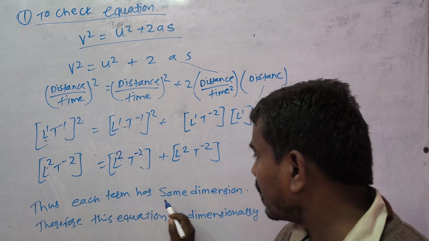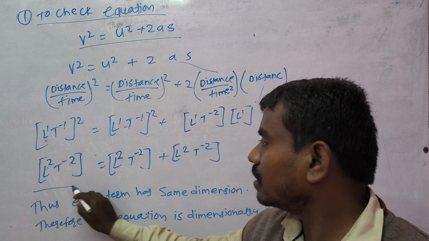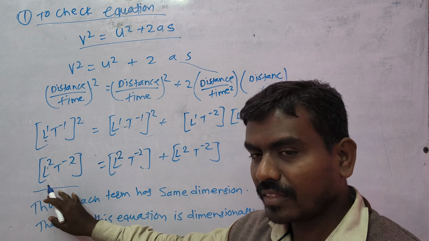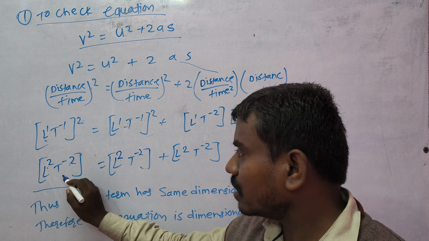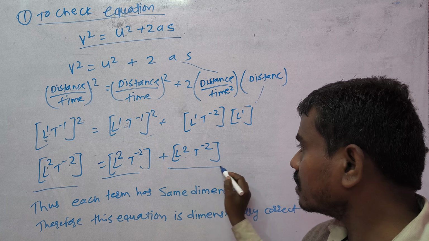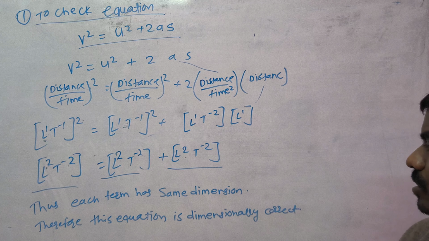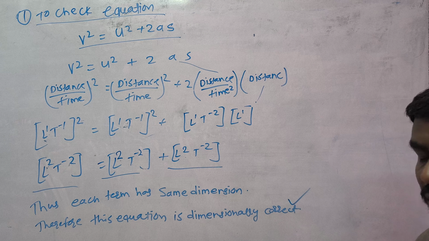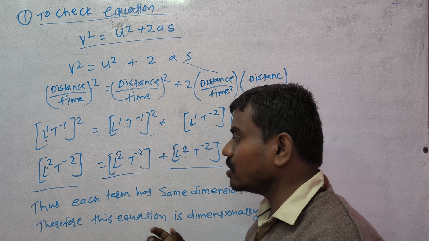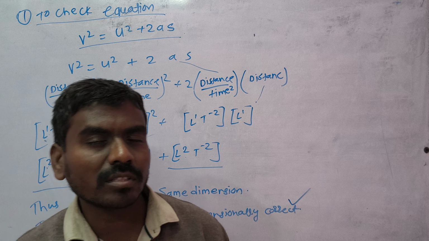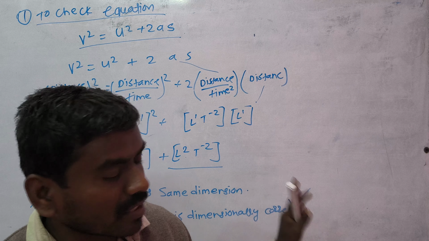Thus each term has same dimension. Here in LHS side, left hand side, L square t minus 2, RHS side again same. Thus each term has same dimension, therefore this equation is dimensionally correct. Okay, so that means each term has same dimension, so this equation is dimensionally correct.